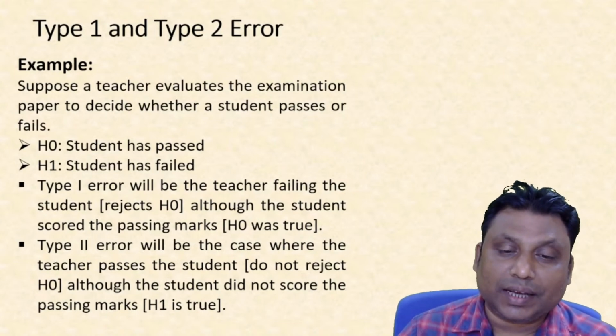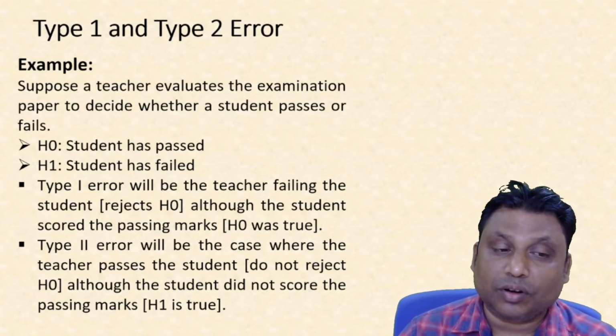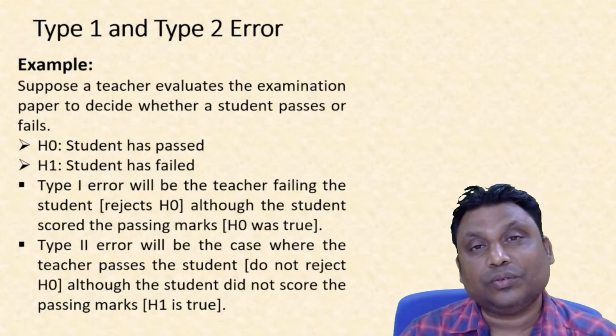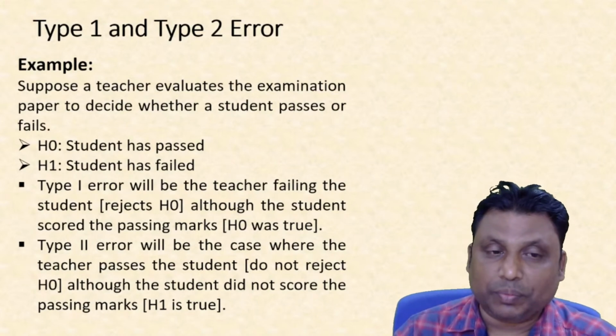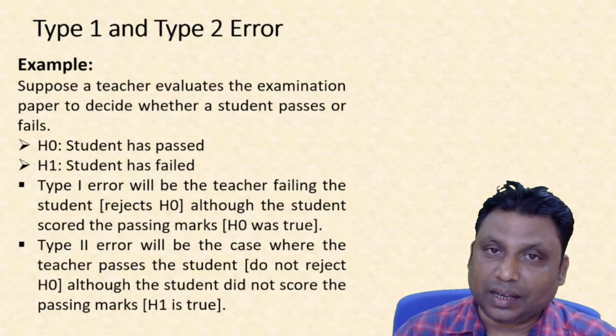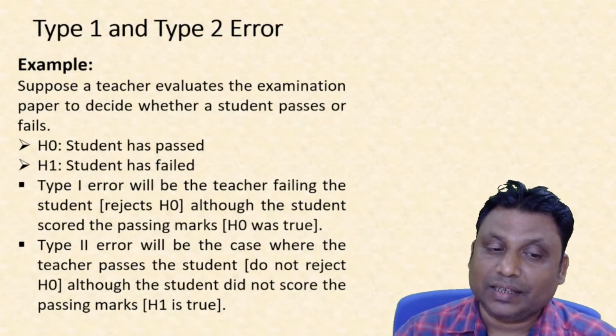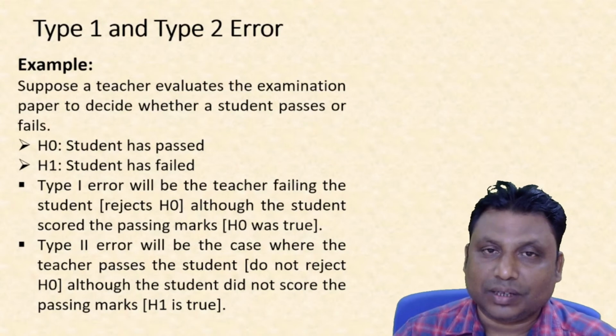Type 2 error will be the case where the teacher passes the student, do not reject. Yes or no? That means not accepted, but do not reject, although the student did not score the passing mark and H1 is true. So now this is type 1 error and this is type 2 error. Simply, we can say that student passed, or null hypothesis accepted and alternative hypothesis rejected, is called type 1 error. Null hypothesis not accepted and alternative hypothesis may be rejected is called type 2 error.